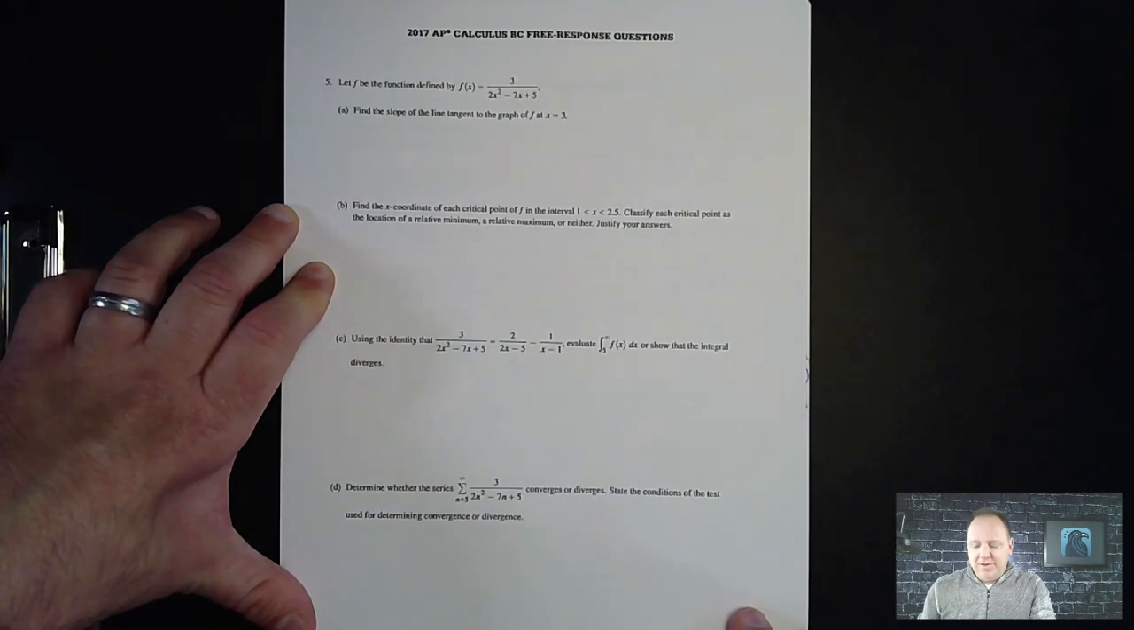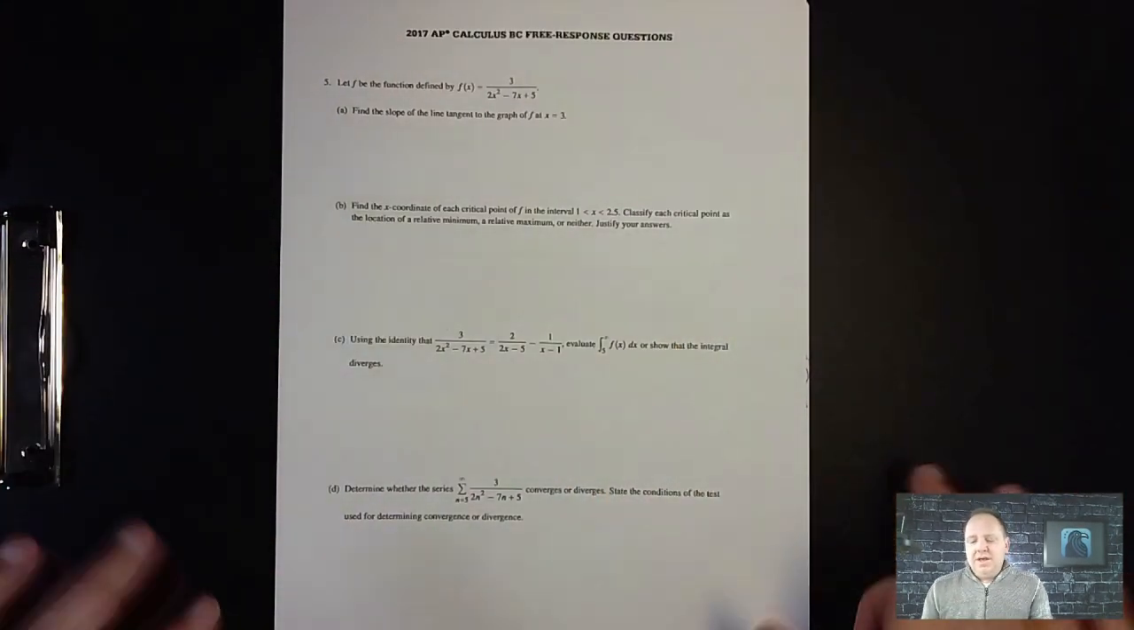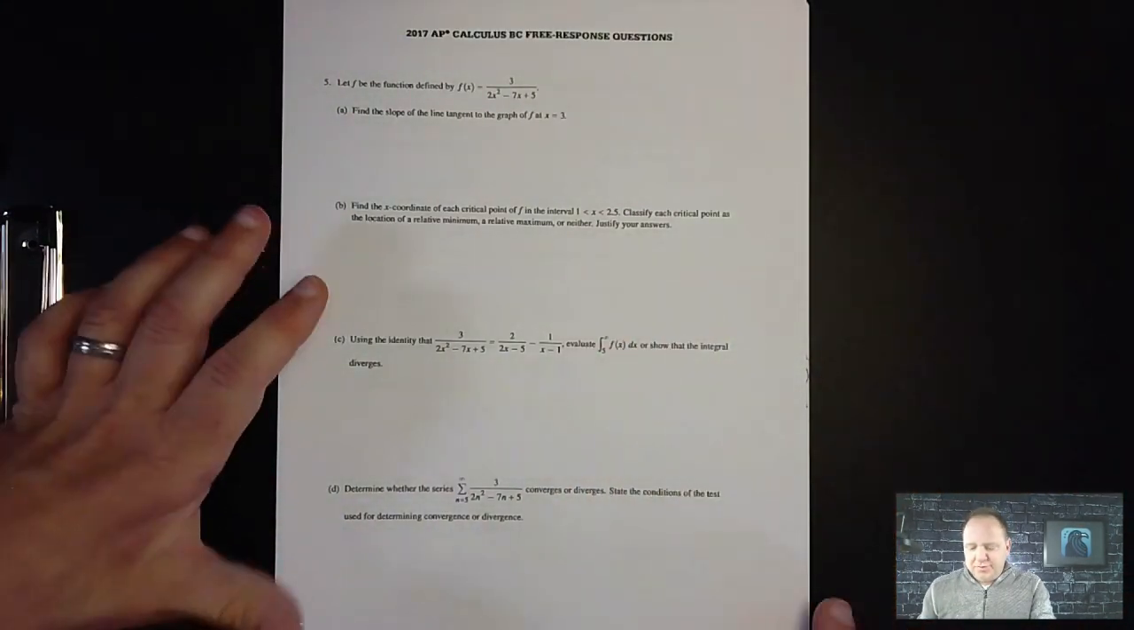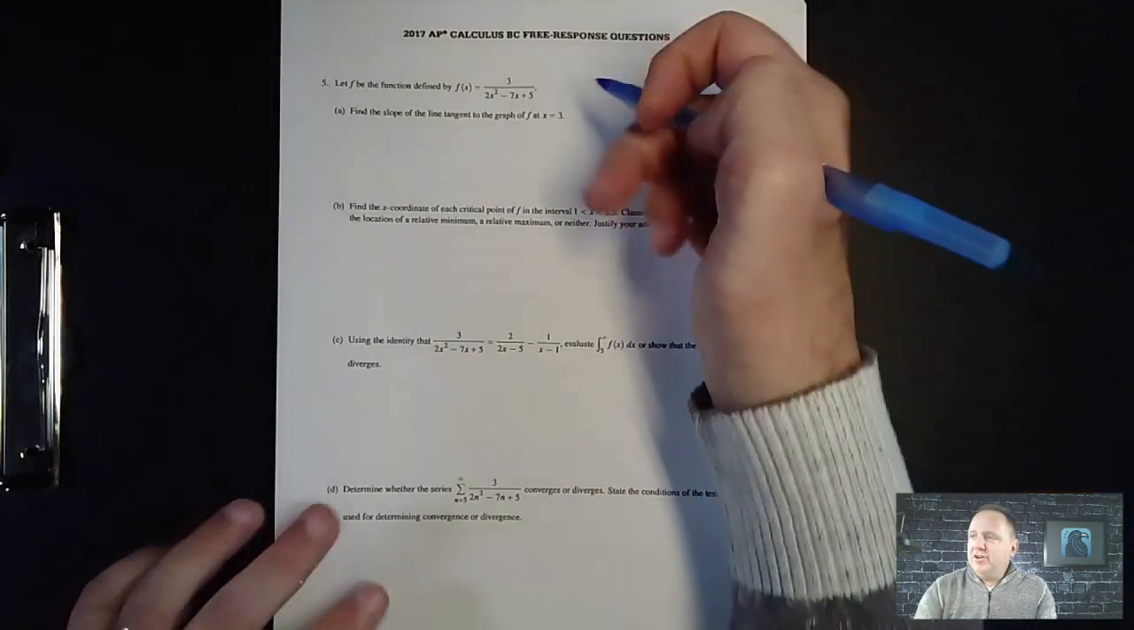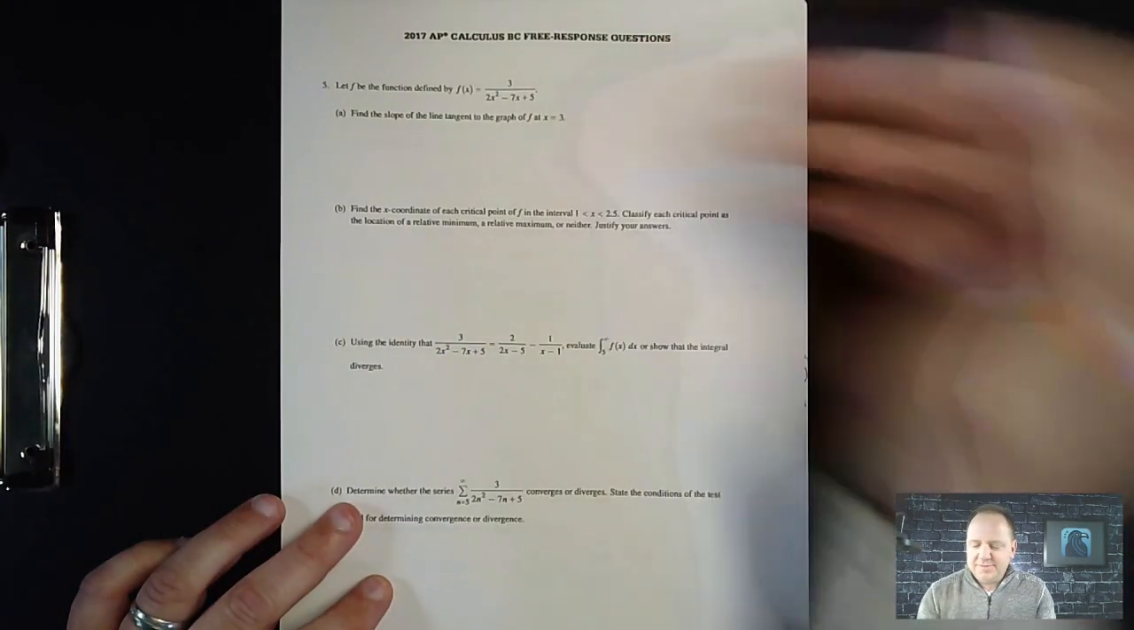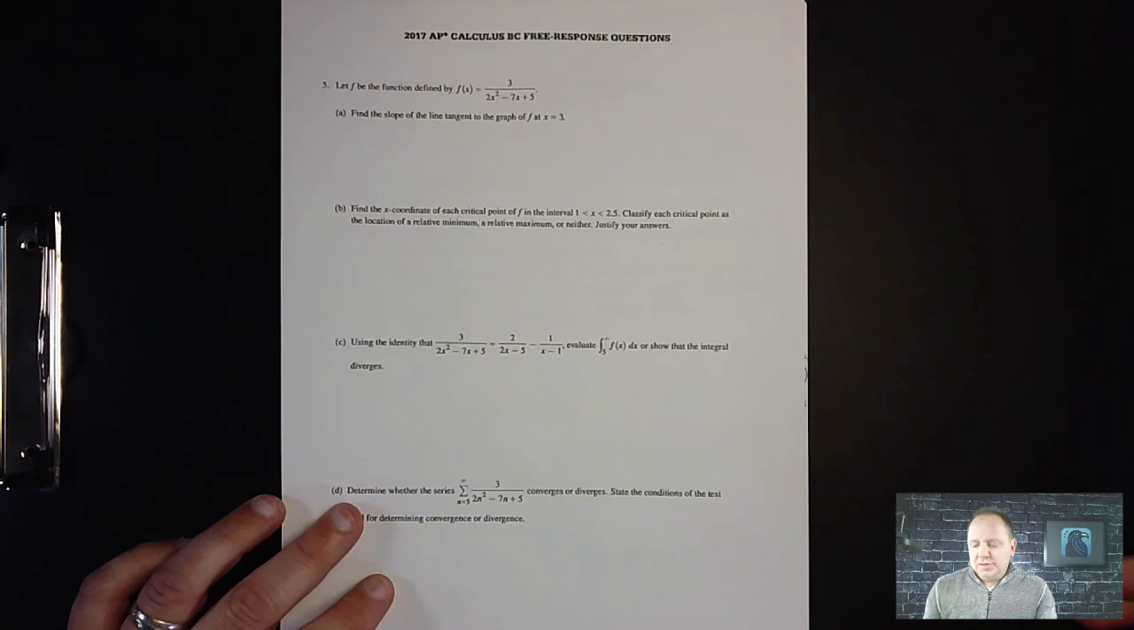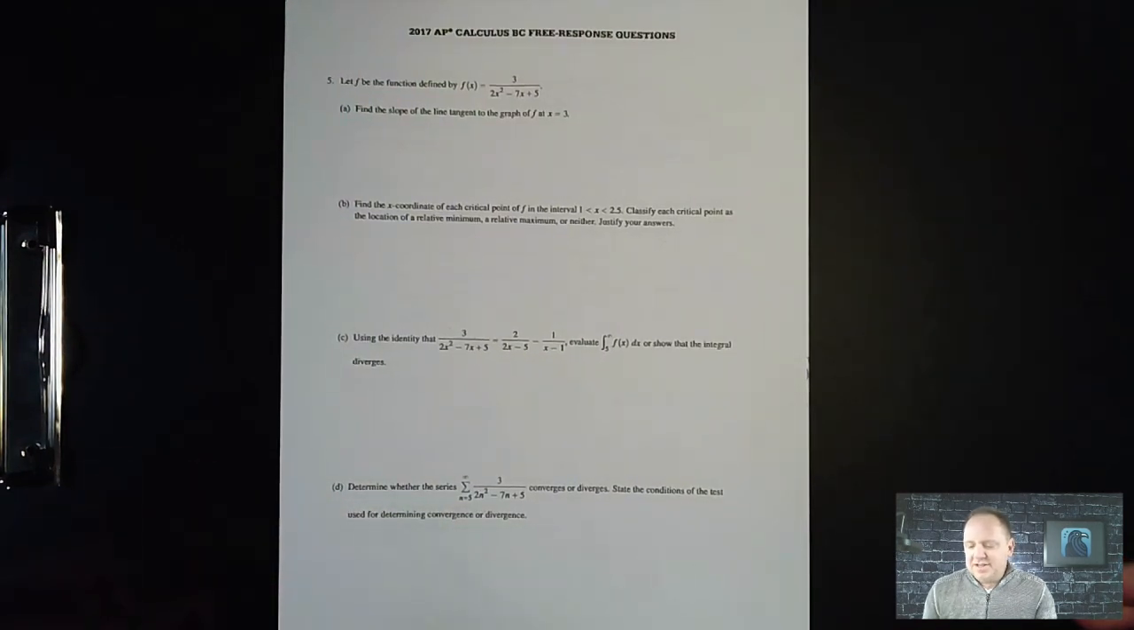My last gap filler is going to be here. And it's not even, well, we'll get to it. So they're giving me a function here. It's defined by this. So let's go. So we got a rational polynomial here. Find the slope of the line tangent to the graph of f at x is equal to 3.